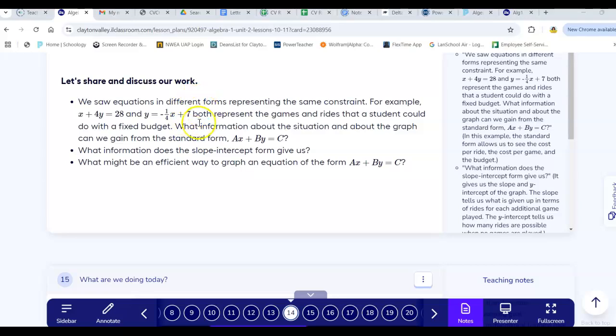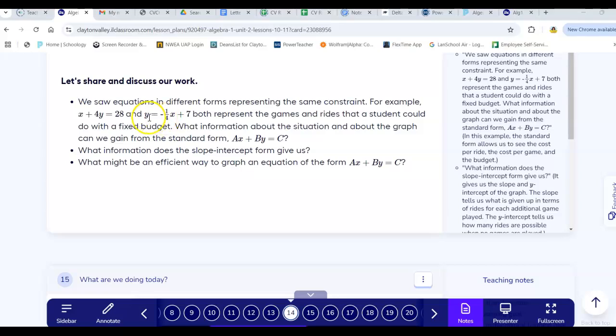We get our vertical intercept, which is how many rides the student can go on if they don't play any games. Okay, and we also have the slope of the line, the rate at which her money gets spent on games.